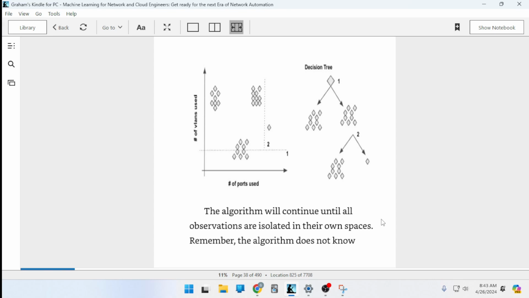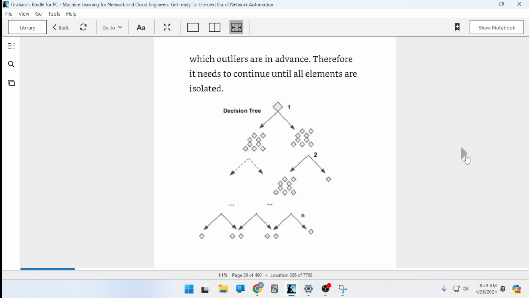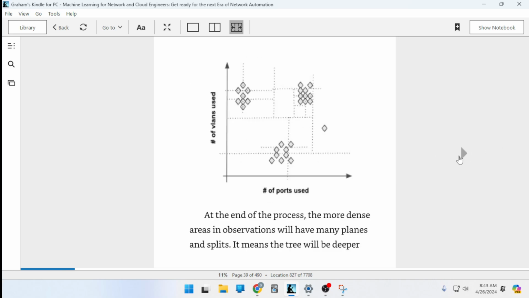Remember, the algorithm does not know which outliers are in advance. Therefore, it needs to continue until all elements are isolated. So it's going to go through and there are no outliers here. Here there's an outlier. I think that's how that works. I'm a little bit lost. So now it's splitting everything into a plane, it looks like. At the end of the process, the more dense areas in observations will have many planes and splits. So we can see that here, lots of planes and splits.